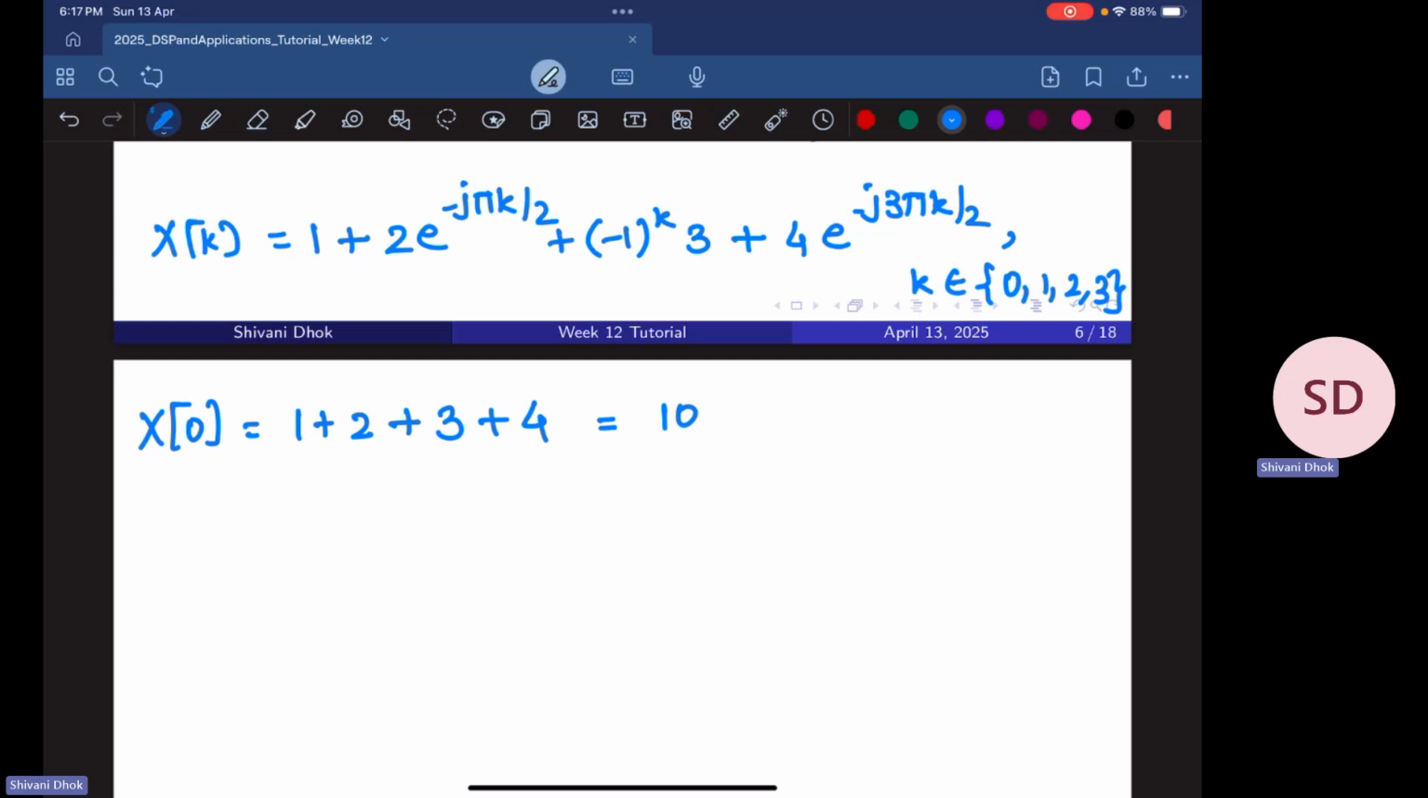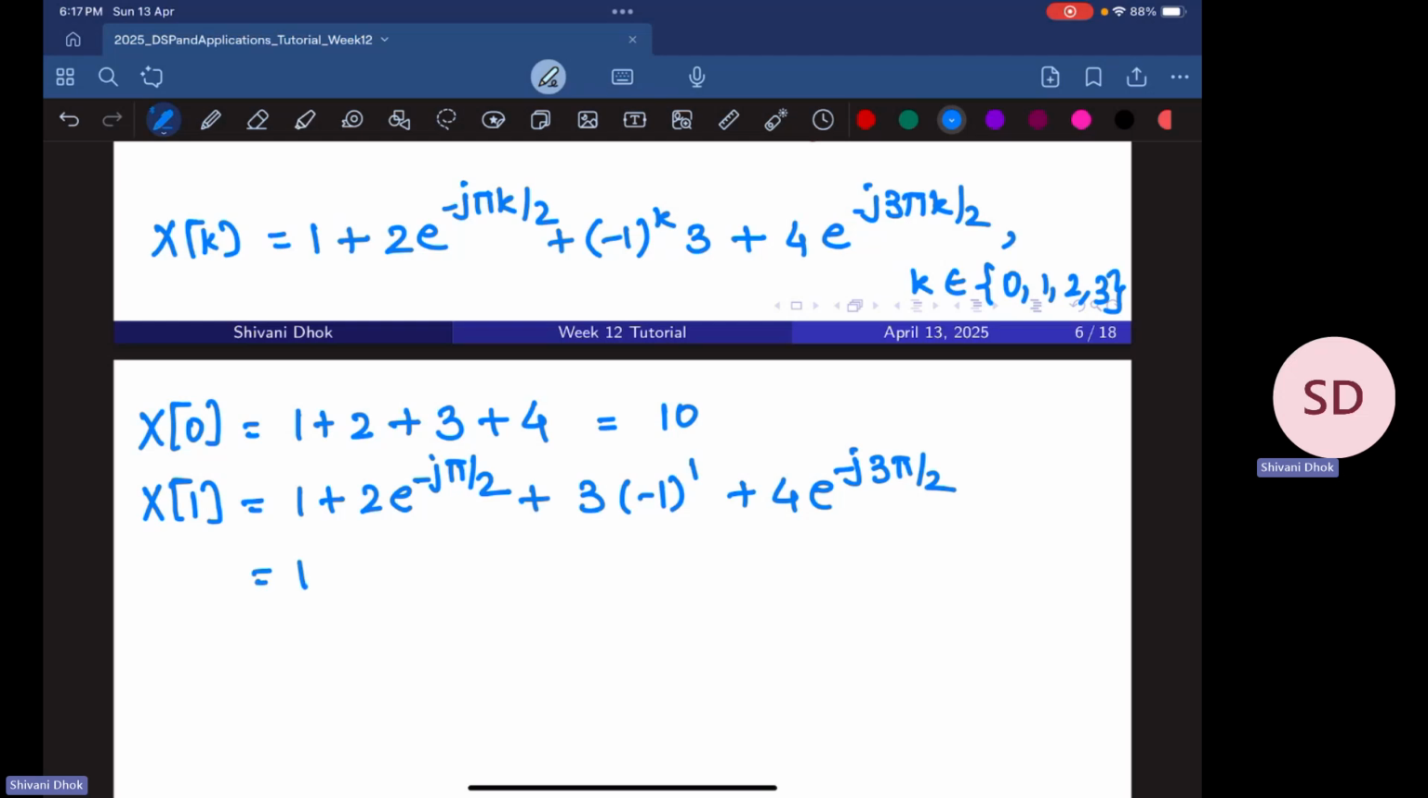Okay. Now we have X of 1, that is equal to 1 plus e power minus j pi by 2 plus 3 times minus 1 to the power 1 plus 4 times e power minus j 3 pi by 2. So 1 e power minus j pi by 2 is minus j, so that is minus 2j minus 3 plus 4j. So this comes out to be equal to minus 2 plus 2j.